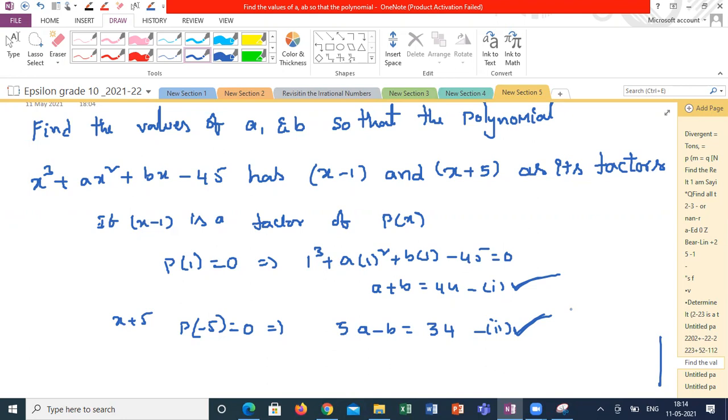Anyone got the answer, guys? What is the A value and what is the B value?